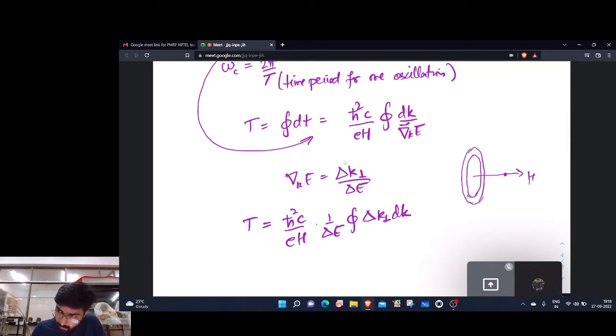Okay, so this distance, just take it in this way, the outer orbit becomes k plus dk, the inner orbit is k, and the width of this orbit is nothing but delta k perpendicular, right?